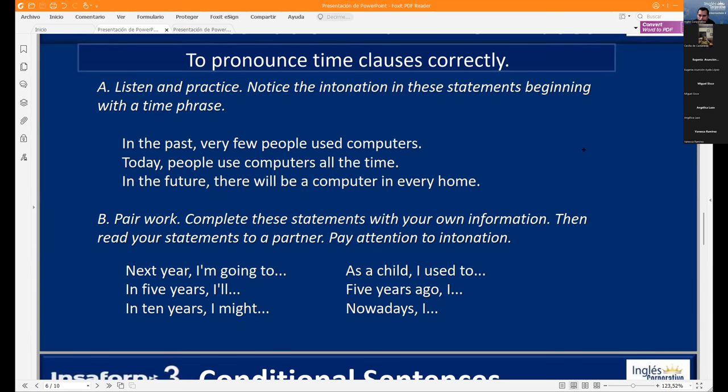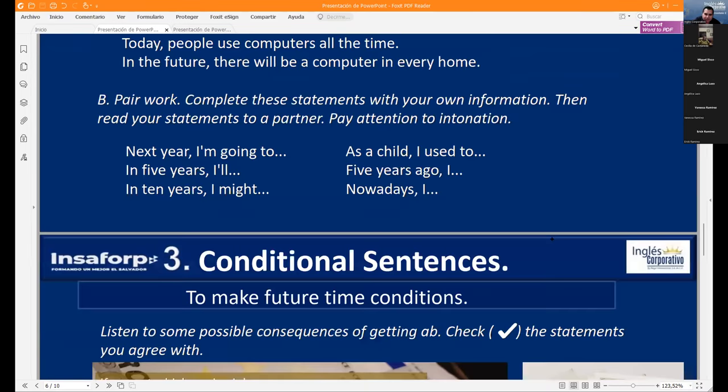Okay, somebody else? Next year, I'm going to study a new career. Mm-hmm. Yeah, next year going to study a new career. Okay, wonderful. Somebody else? In 20 years, I might buy my own house. Okay, yes, excellent. Thank you, my friends. Let's move on.